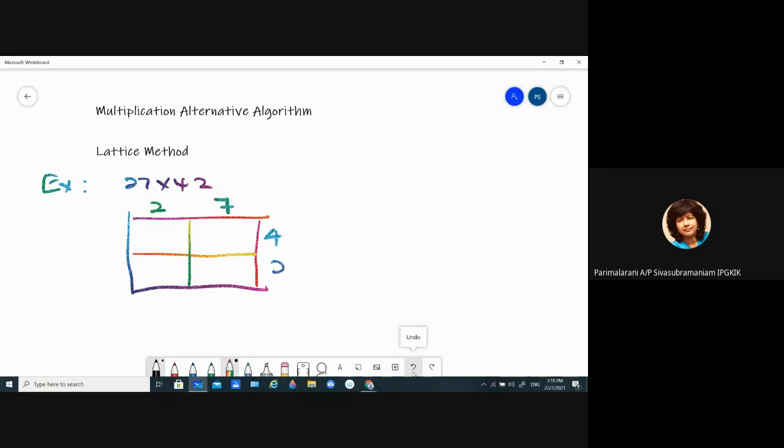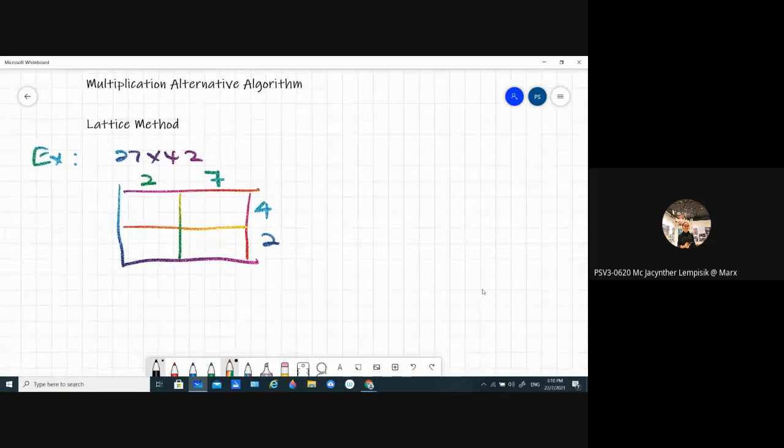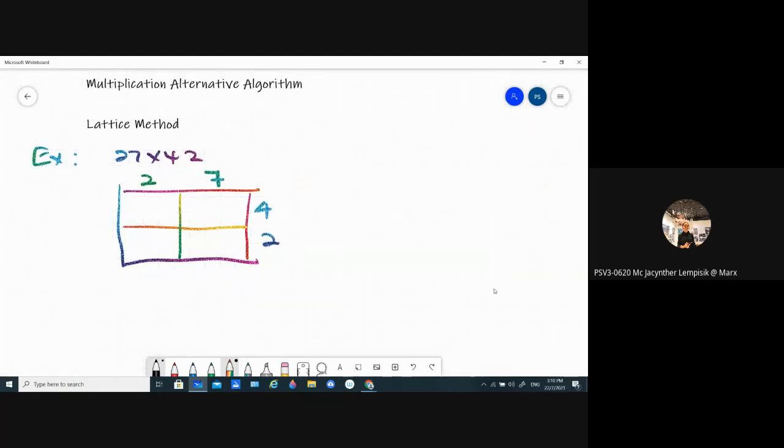Anybody know this method? You already know this? Yes, madam, we call that box. Okay, it's actually called the lattice method. It is in the textbook and you have to teach it in schools nowadays. And it's also a very good method.